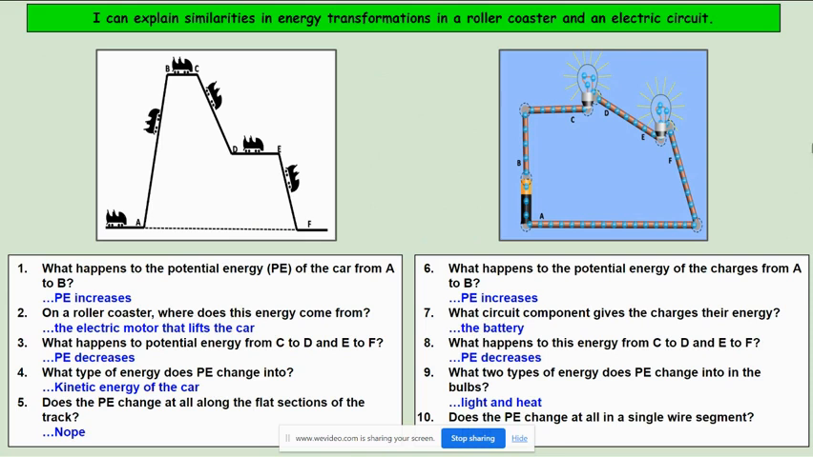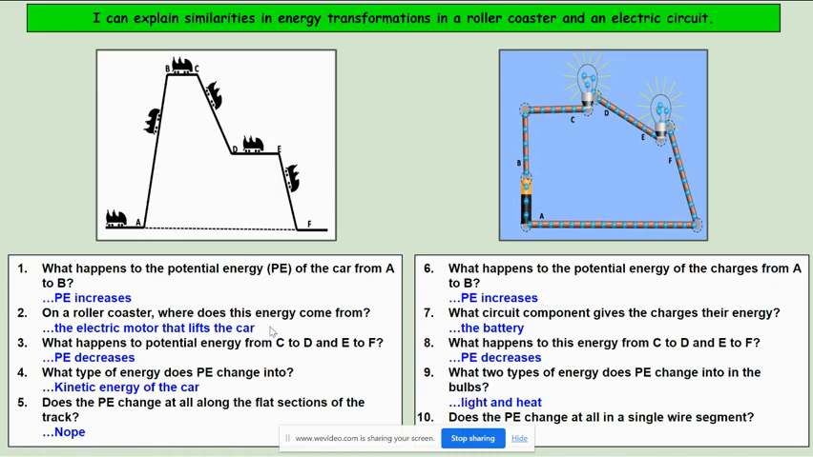Some questions here about roller coasters. There's nothing that you read about this. This was more about just can you make the connections. So I guess the main thing is if you look side by side, we'll do these questions. For question 1 and question 6, when you go from A to B on the roller coaster, your potential energy increases. When you go from A to B in a circuit, your potential energy increases.